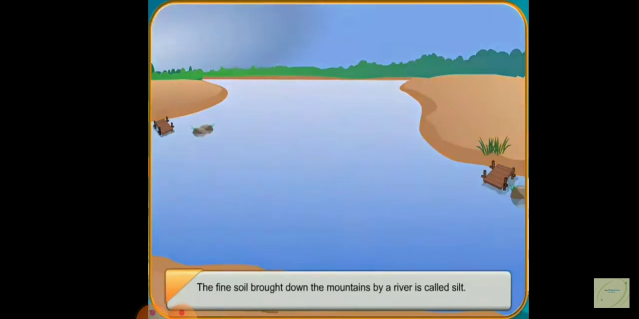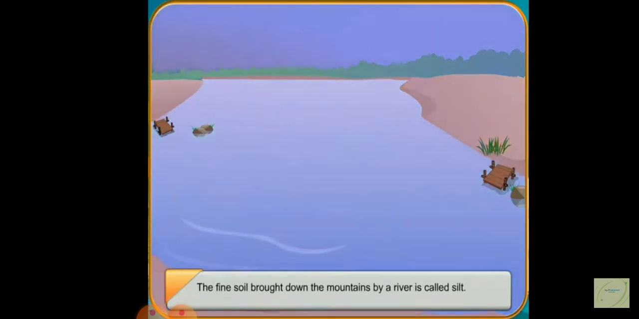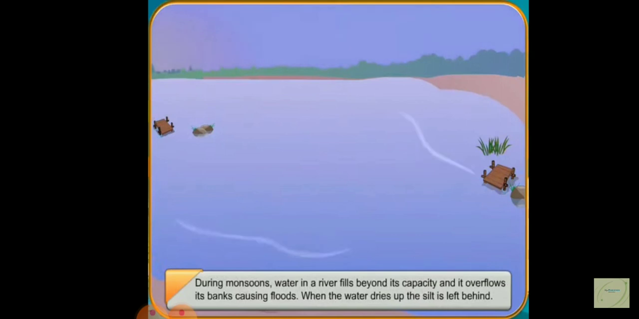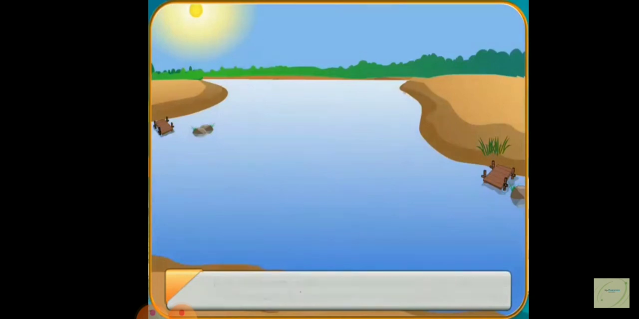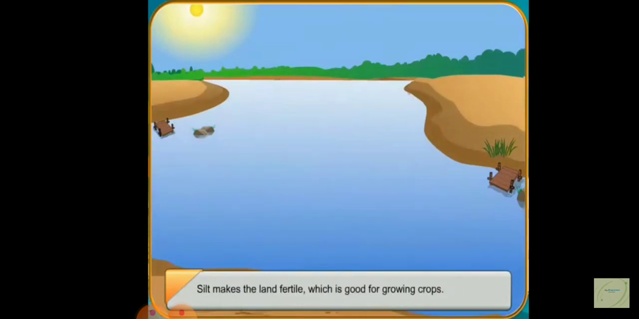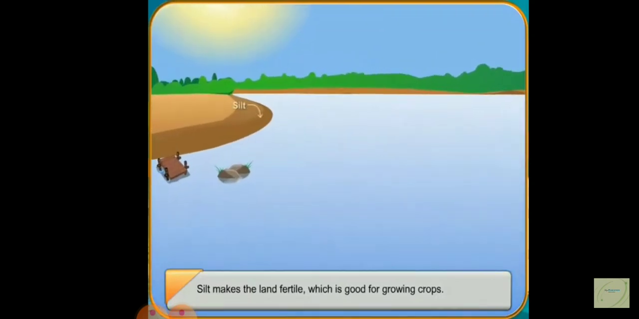The fine soil brought down from the mountains is called silt. During monsoon, water in a river fills beyond its capacity and flows over its banks, causing flood. When the water dries up, the silt is left behind. Silt makes the land fertile, which is good for growing crops.